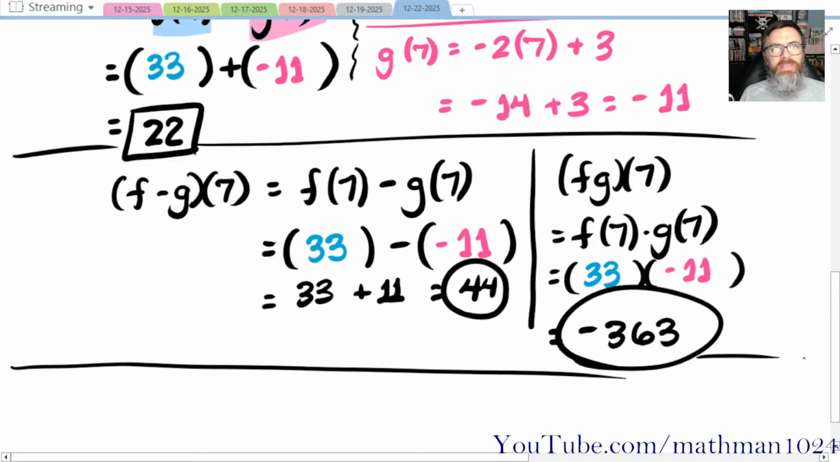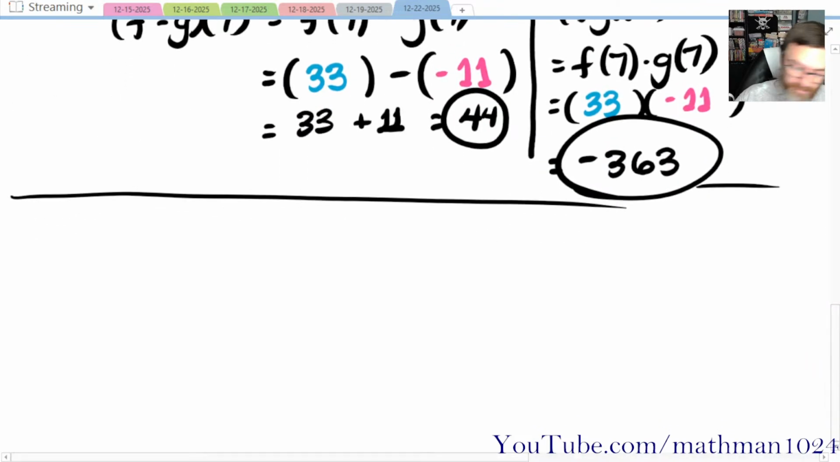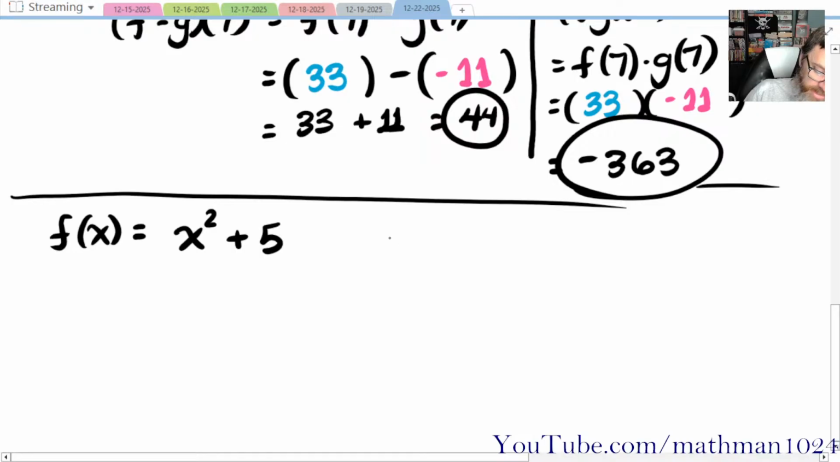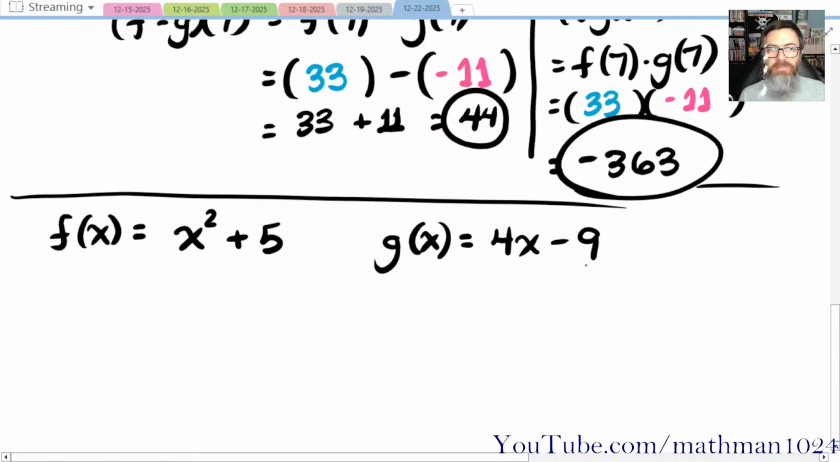All right, so let me give you some new functions where we actually have to do some work here. So let's say f of x is equal to x squared plus 5, and g of x is equal to, let's say, 4x minus 9. So new functions, new definitions for f and g, so don't go back to the previous stuff. When I write f of x equals this, I'm giving you a new rule, a new definition for that function f, and also for g.